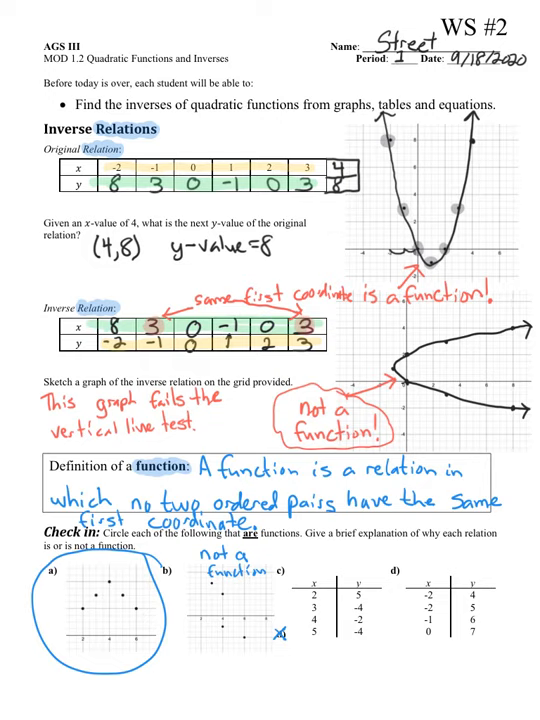Let me know, group 2. How about problem C? Function, yes or no? Someone in group 2, step up. It is a function because there aren't two coordinates that are the same in the x column. There are two that are the same in the y column, but that doesn't matter. It's still a function, so we'll circle that one.